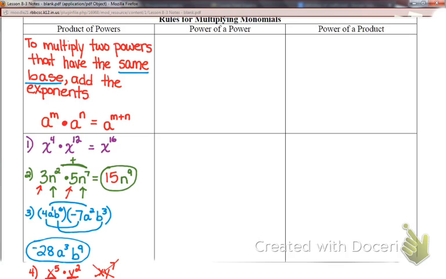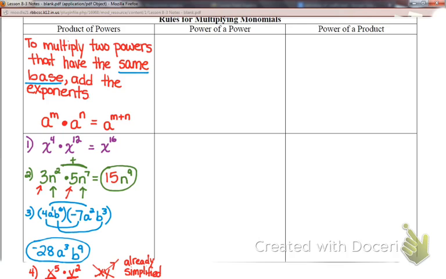So for this one, you would put like already simplified for the answer. So let me just write that over here. Already simplified. Okay, you can't do anything with it because they do not have the same base. So just watch out for that. It happens every now and then where they try to trick you.